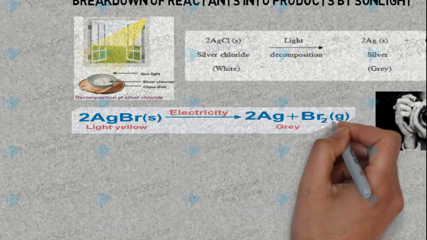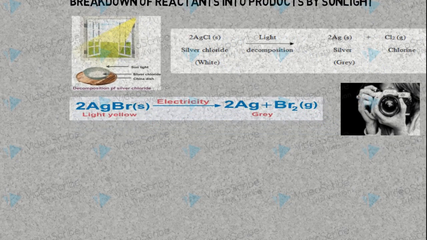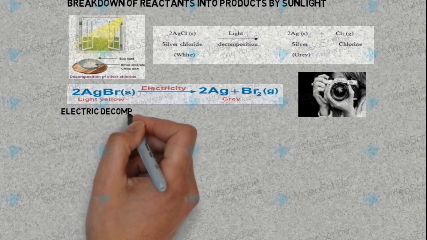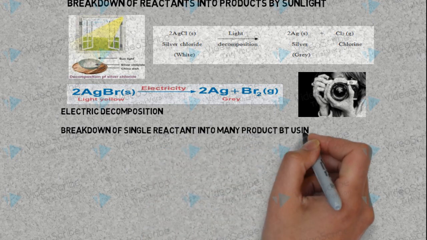Here silver bromide is used. It is of light yellow color. When sunlight is passed over it, it is converted into silver and bromine. Bromine is liberated as gas and the silver will again be grey. This is also a type of decomposition by light.